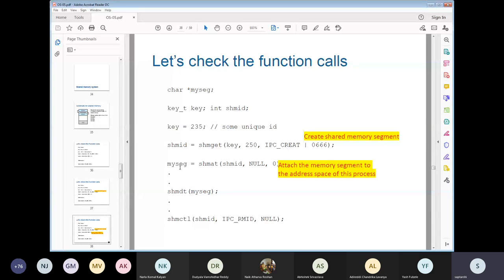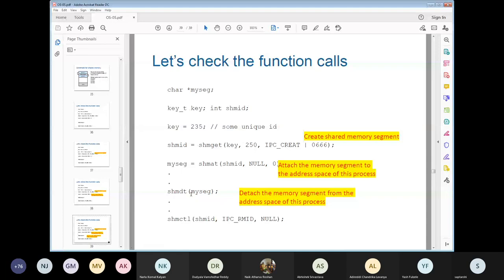You can write to this memory segment, the shared memory segment. The other process which also shares this will be able to read it, and so on. Now you have a character pointer, so whatever you can do with a character pointer, you can now do with this shared memory. You write to it, you read from it, etc. After you are done, you detach the memory segment from the address space of this process. For that is SHM dt, shared memory detach. The shared memory attach was for attaching the shared memory to the address space of this process, and this is for detaching.